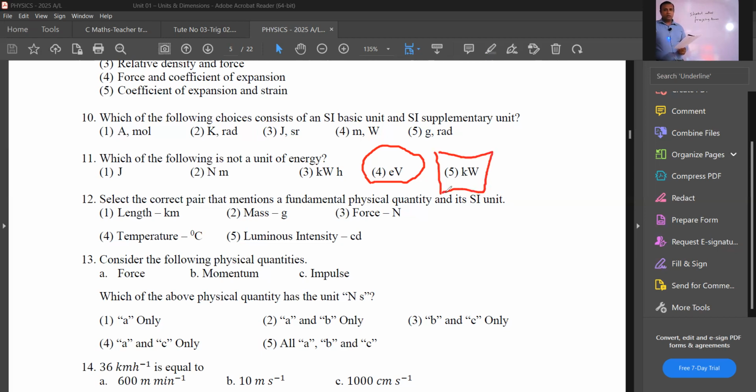But you can select this one, kilowatt. What does it mean? Energy or work done per second. So this is work done per second, that means power. So kilowatt or watt is used to measure power, not energy. All the other units can be used to measure energy. I have done that in our previous lesson, and I have shared that note.